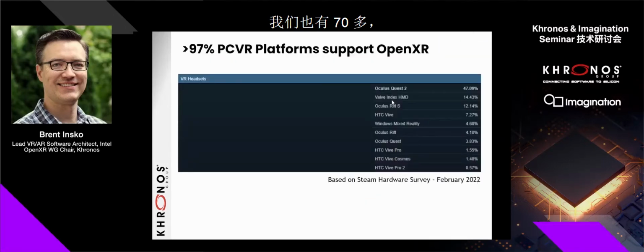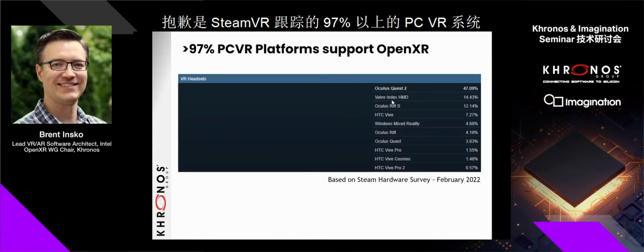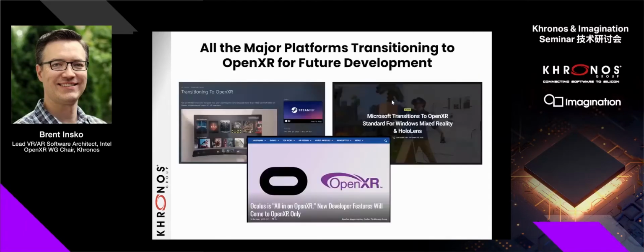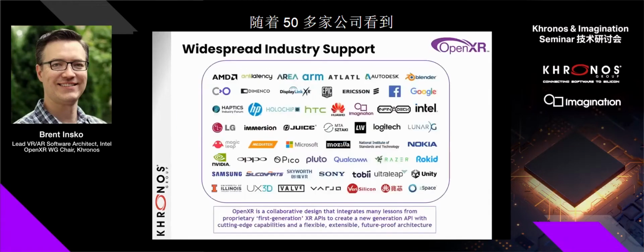We also have over 97% of the PC VR systems tracked by SteamVR have support for OpenXR. Beyond just supporting OpenXR, all the major platforms have publicly announced that future development on their platforms will take place using OpenXR rather than their own proprietary APIs. The number of companies that publicly support OpenXR continues to grow as more than 50 companies see the benefits of developing AR and VR applications and platforms around a cross-platform, high-performance API.